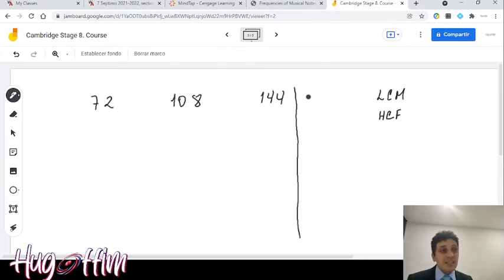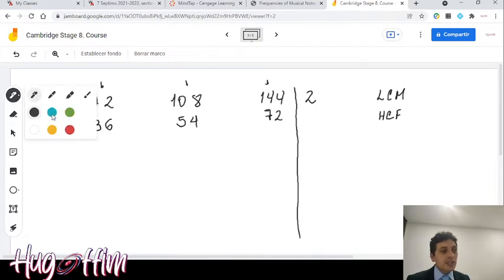That is something that should be clear in your mind. In this case, we know that these three numbers are even, so I can divide by 2. If I divide 72 by 2, it's going to be 36. If I divide 108 by 2, it's going to be 54. If I divide 144 by 2, it's going to be 72. But as the three numbers are divisible by 2, I'm going to circle this 2 because it is a common factor. And now I'm going to continue with my division.